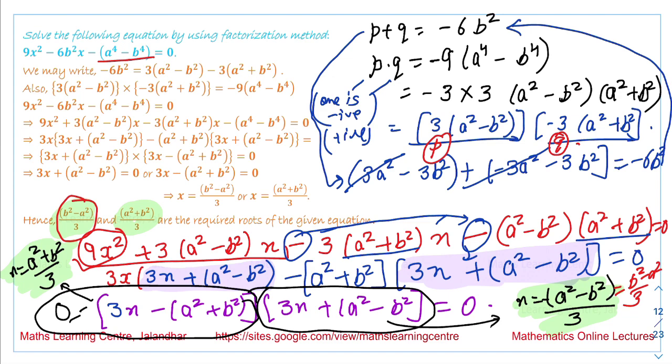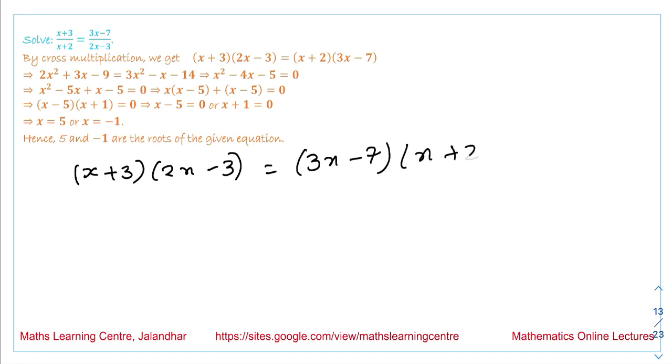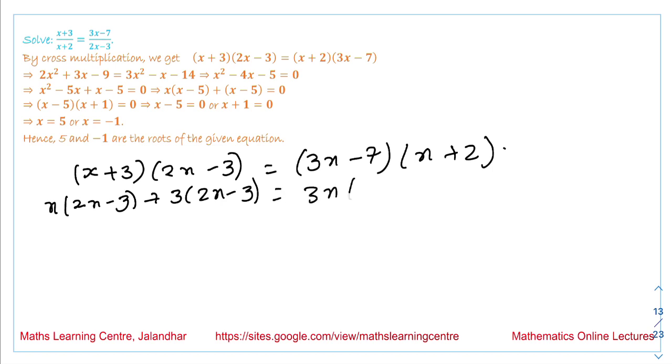Next, this equation is given to us. First of all, we cross multiply these terms. So it is (x + 3)(2x - 3) is equal to (3x - 7)(x + 2). So when we multiply these terms, it is x into (2x - 3) plus 3 into (2x - 3), and 3x into (x + 2) minus 7 into (x + 2).